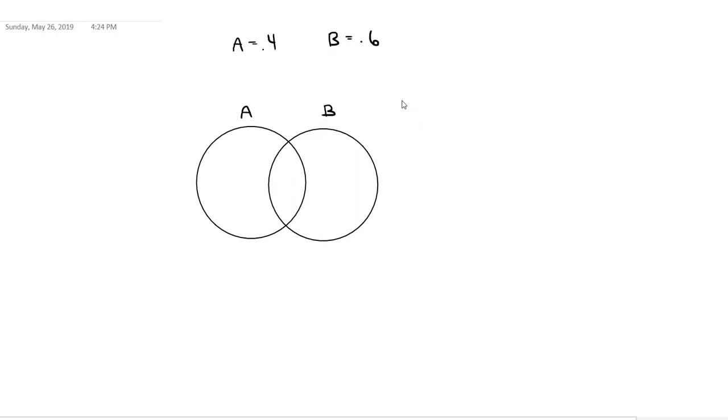Now, the formula that we know for A or B looks like this. It would be the probability that A occurs, which is 0.4, plus the probability that B occurs, 0.6, and we would be subtracting out the probability that they both occur, 0.4 times 0.6. And so the math would be, well, 0.4 plus 0.6 is 1.0 minus, what is that, 0.24 right there, put a decimal, and that's going to equal 0.76.